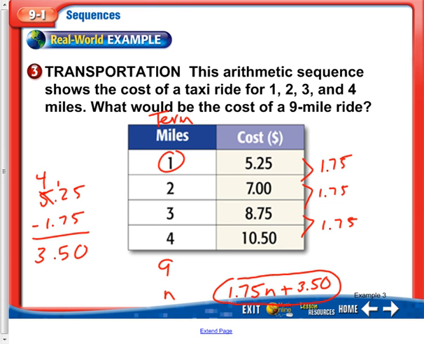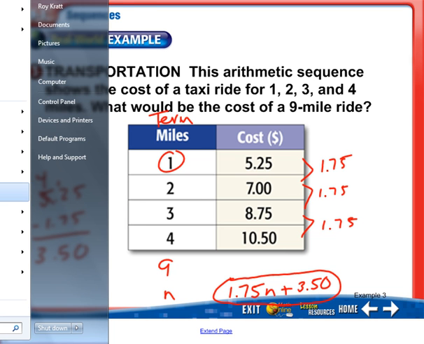Okay, now what does this mean? That means the taxi driver is charging $1.75 per mile, because remember, miles is our term. So $1.75 per mile. But right at the beginning, he charges you a flat fee of $3.50. So as soon as you get in the cab, you owe $3.50, and then you owe $1.75 for every mile after that. So we're going to take 9 now and plug it in for n.